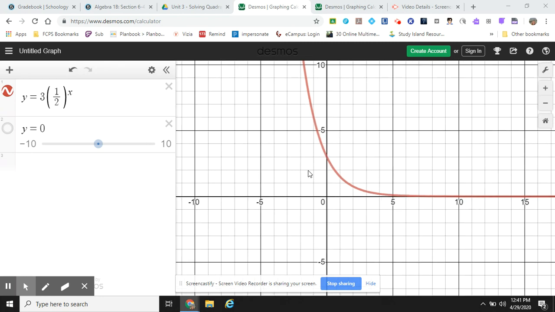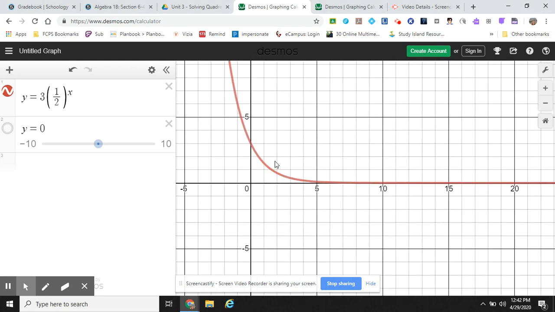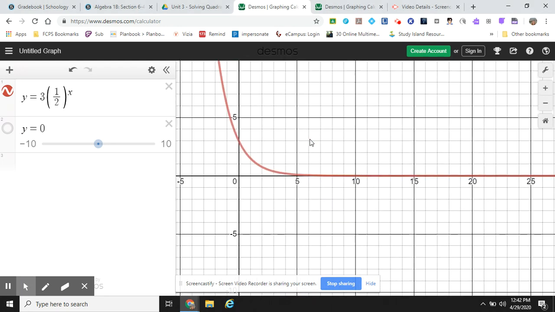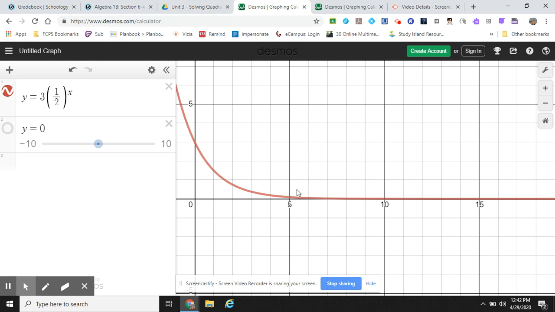What is the domain? Well, the domain is negative infinity to positive infinity. What is the range? The range is 0 because it never crosses 0.